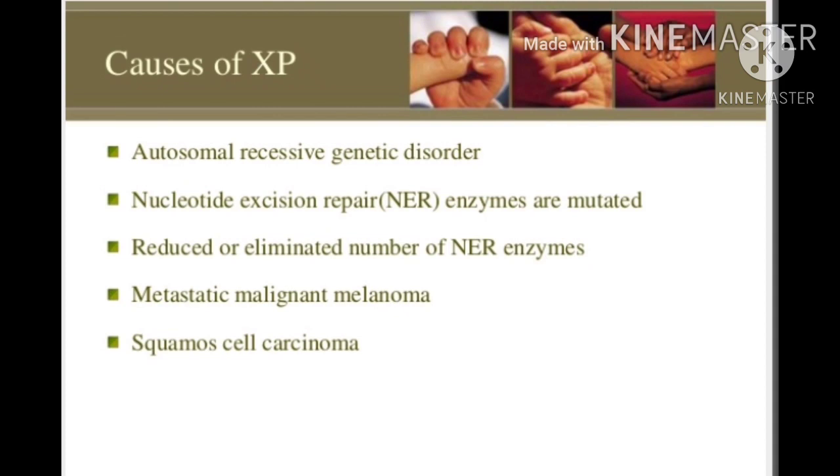Let us summarize the major causes of xeroderma pigmentosum. First, it is an autosomal genetic disorder. The nucleotide excision repair enzymes are mutated, and that is why this disease is caused. There is a reduced or eliminated number of nucleotide excision repair enzymes. Then metastatic malignant melanoma, then squamous cell carcinoma. These are the major features of xeroderma pigmentosum.